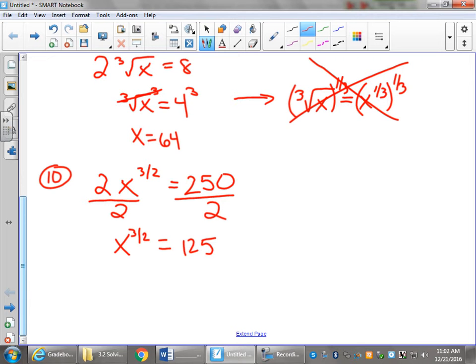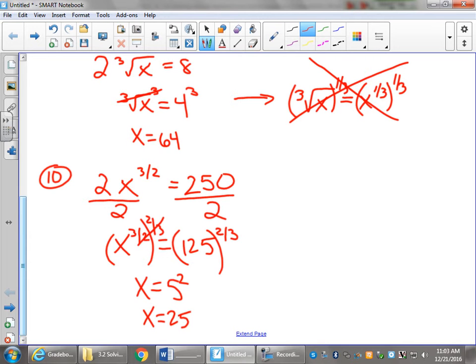And like the warm-up, if it's raised to the 3/2 right now, how are we going to eliminate that exponent? Good. Raise it to the 2/3, the reciprocal. Cancels. And we're going to do the root first, then the power. What is the cube root of 125? So we have 5, and that is still to the what power? Second. And we're going to get 25.